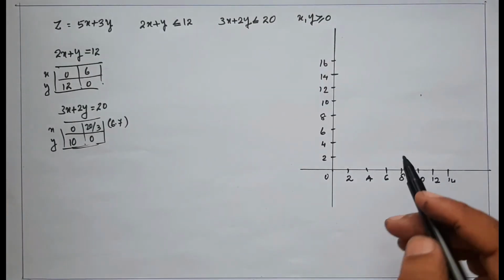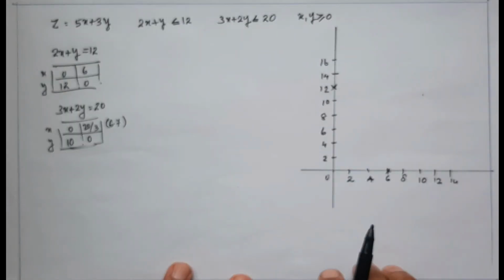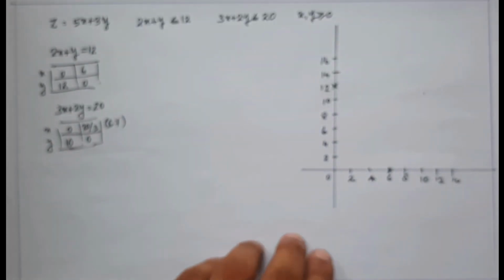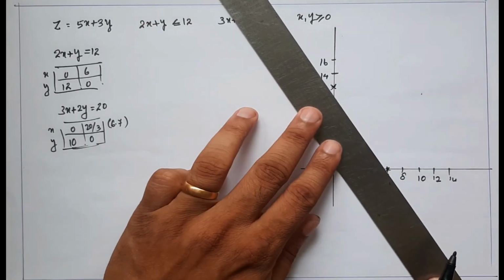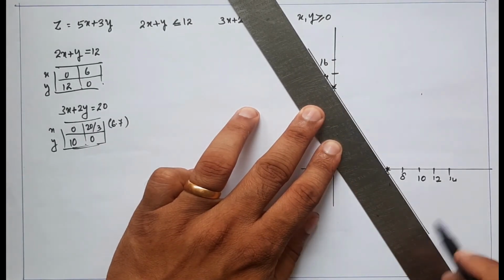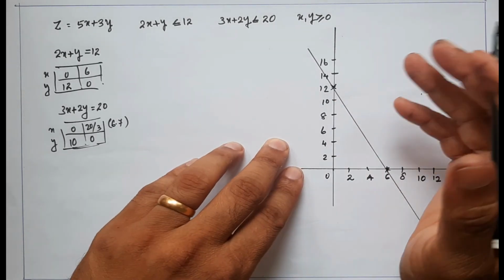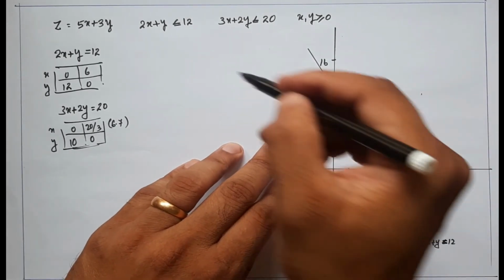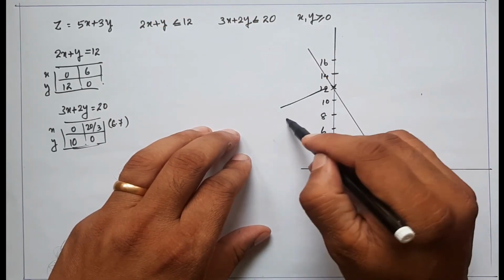Now plot the points 0, 12 and 6, 0. By joining these points, we get a line. It is 2x plus y is equal to 12. Now you find the less than or equal part. There is an upper and a lower part. Here the origin is in the lower part and satisfies the inequality, so our shaded region is on the lower half.